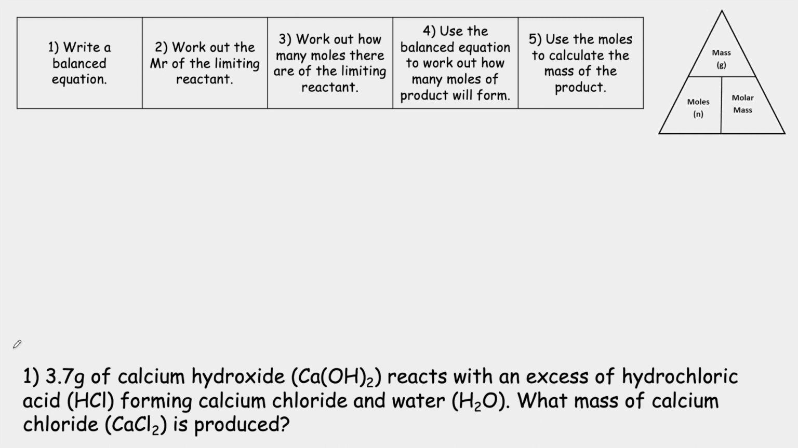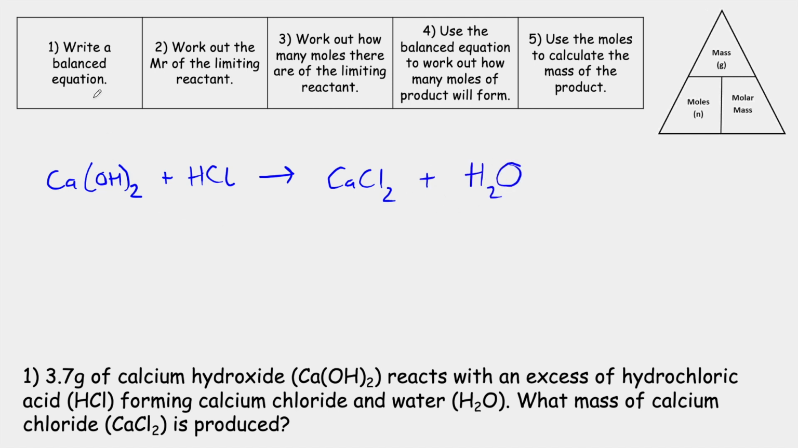Right, so if we follow our steps, we should be able to work through this nice and easy. Write a balanced equation, that's the first thing to do. So let's look at our reagents then. So calcium hydroxide reacts with an excess of hydrochloric acid. So they're the things we start with. So calcium hydroxide reacts with hydrochloric acid, and that produces our calcium chloride and our water, H2O.